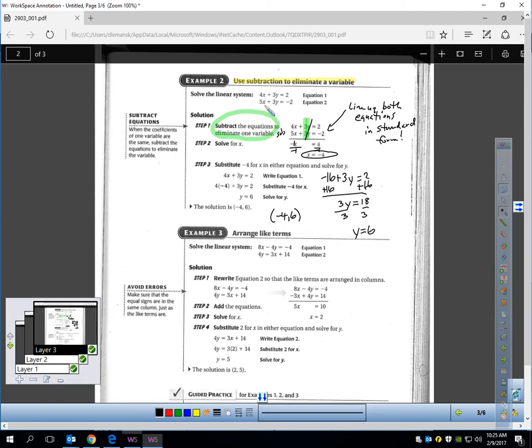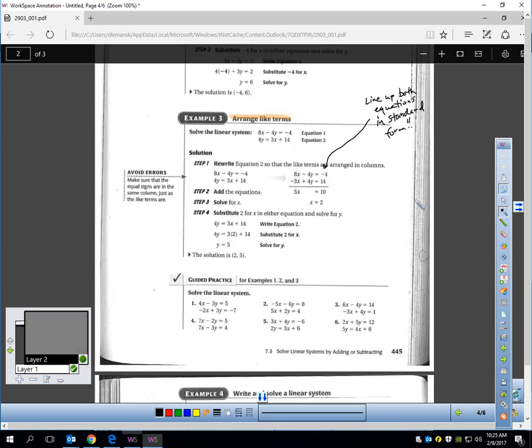Let's check it in the second equation just to make sure it works. 5 times negative 4 is negative 20, plus 3 times 6 is 18. And does negative 20 plus 18 equal negative 2? And yes, it does. There's my solution, negative 4, 6. Let's do another one.